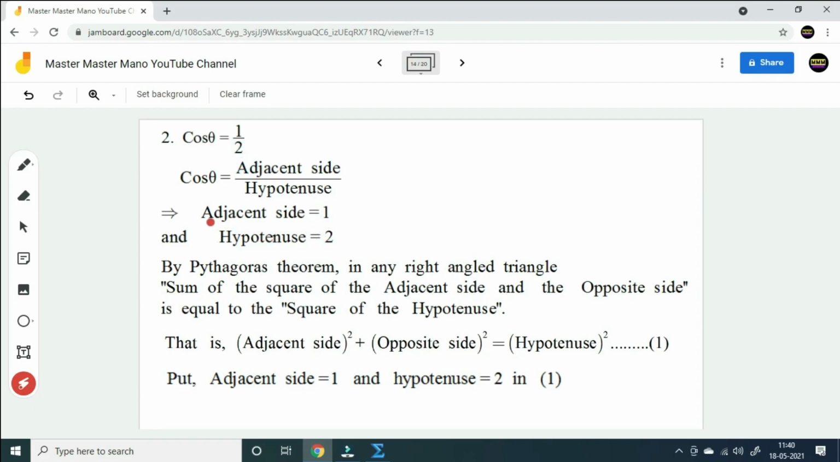In a right angle triangle, we are given the length of the adjacent side and the length of the hypotenuse. We were not given the length of the opposite side. We are going to find the length of the opposite side by using Pythagoras theorem. Pythagoras theorem states that the sum of the square of the adjacent side and the opposite side is equal to the square of the hypotenuse. That is, adjacent side square plus opposite side square equal to hypotenuse square, and this is named as equation 1.